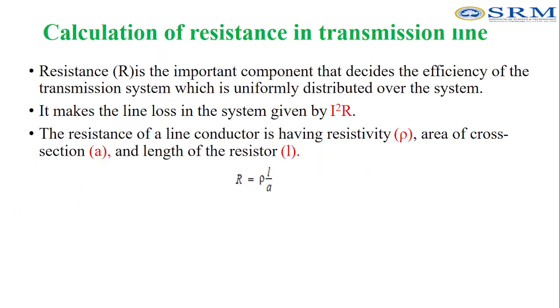So how is the resistance calculated? We know the formula for resistance: resistance is equal to rho L by A. Rho is the resistivity of the material, A is the area of cross section, and L is the length. Once all three parameters are known, we can easily calculate the resistance value.